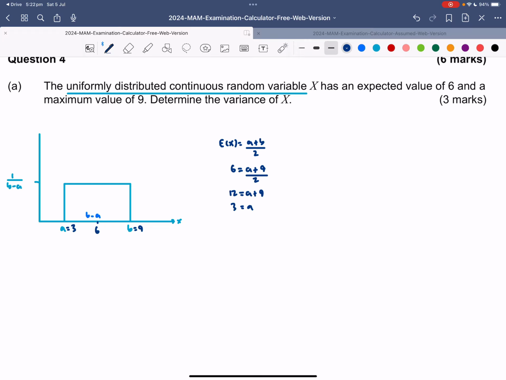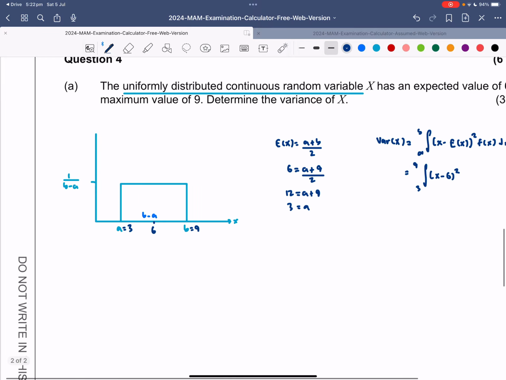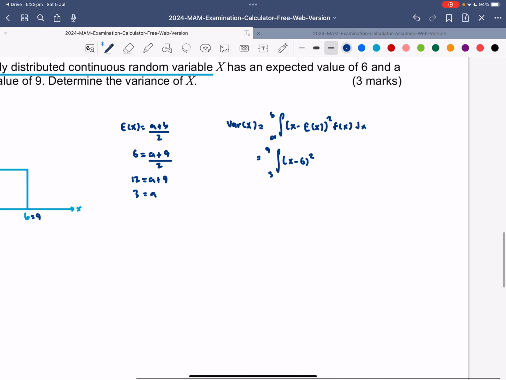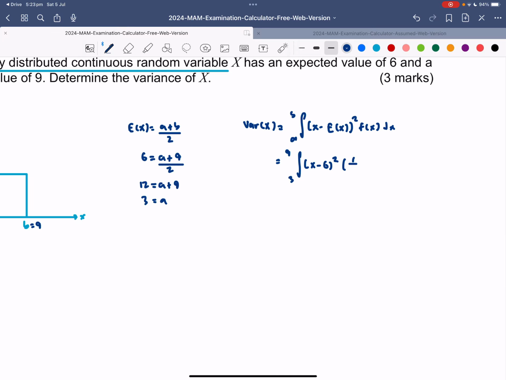All right, however, what does the question want? The question actually just wants the variance. So what is the formula for the variance of a CRV? The formula for variance of a CRV is the integral from lower boundary to upper boundary of x take away the mean, squared, times the function. That's the formula for variance. So in this case, integral from lower boundary, which is 3, to upper boundary, which is 9, of x minus the expected value, which is 6, squared, and the function, well, we know what this function is. Since the width is 6, the height is 1/6, so the function is 1/6 dx.